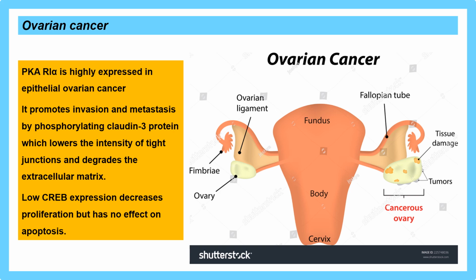And PKA RI alpha is highly expressed within epithelial ovarian cancer, so that's within the lining, and it promotes invasion and metastasis by phosphorylating this protein called claudin 3, and this is what lowers the strength of the tight junctions there, and it helps degrade the extracellular matrix. Now, when there is low CREB expression, this decreases the proliferation, but it has no effect on apoptosis. So here you can see the ovary there, then you've got a tube called the fallopian tube or the oviduct, and that is what leads to the womb.